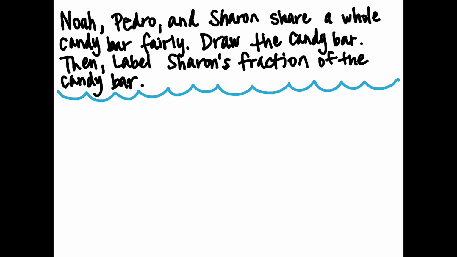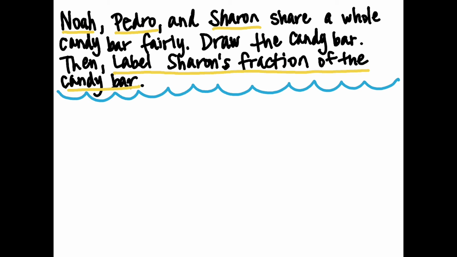And then the last part here is we are going to do a word problem. This says, Noah, let me highlight this for you guys. Noah, Pedro, and Sharon share a whole candy bar fairly. Okay, that means they're going to have an equal piece each. Draw the candy bar. That's our first step. Then label Sharon's fraction of the candy bar. So we're going to see what fraction Sharon gets of that candy bar.